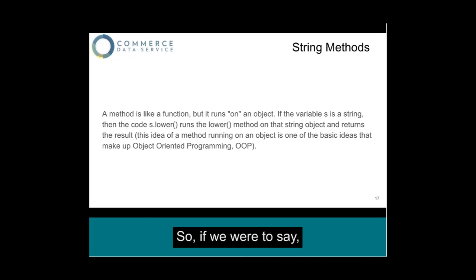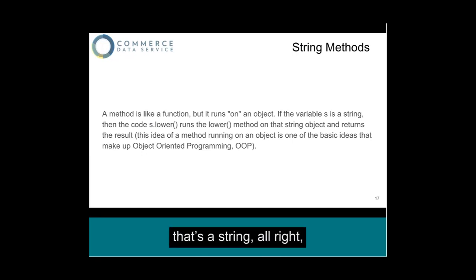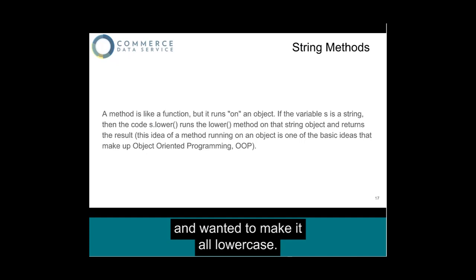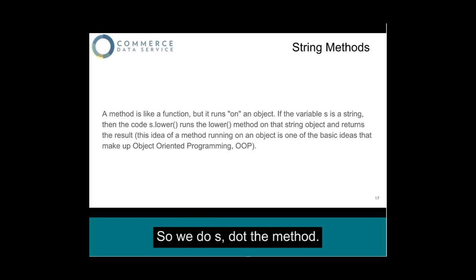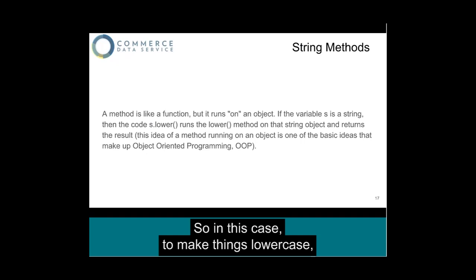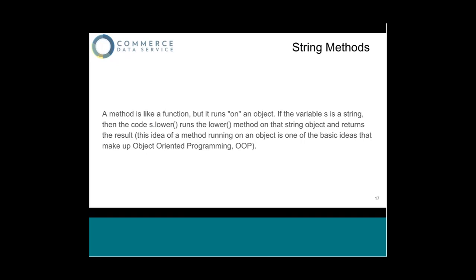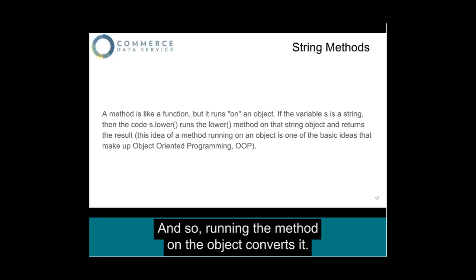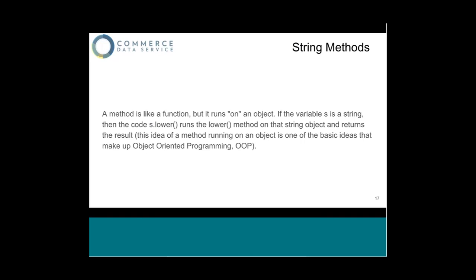So if we were to define a variable s as a string, right? We've assigned it some value that's a string, right? And we want to make it all lowercase, right? We want to convert all of the characters in the string to lowercase, right? We use a method, not a function, right? So we do s dot the method. So in this case, to make things lowercase, we do s.lower(). And so running the method on the object converts it. It's basically a function on that specific object.